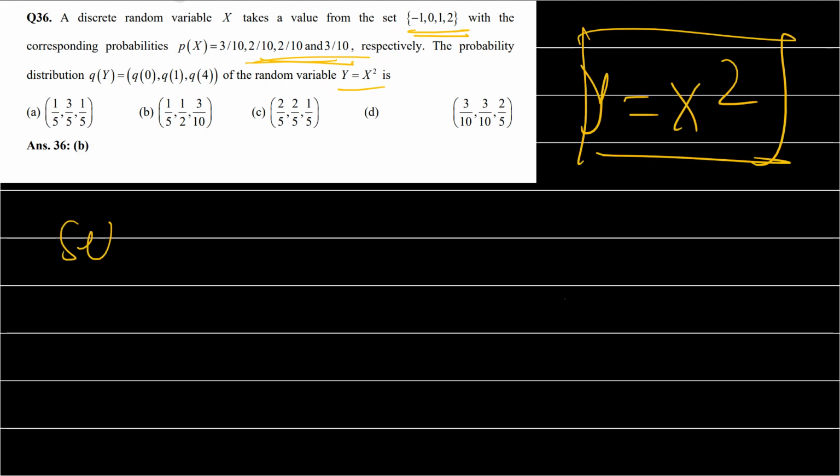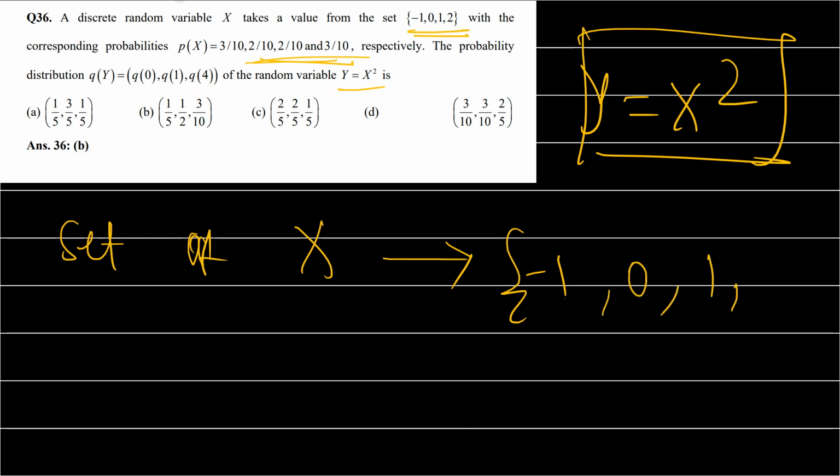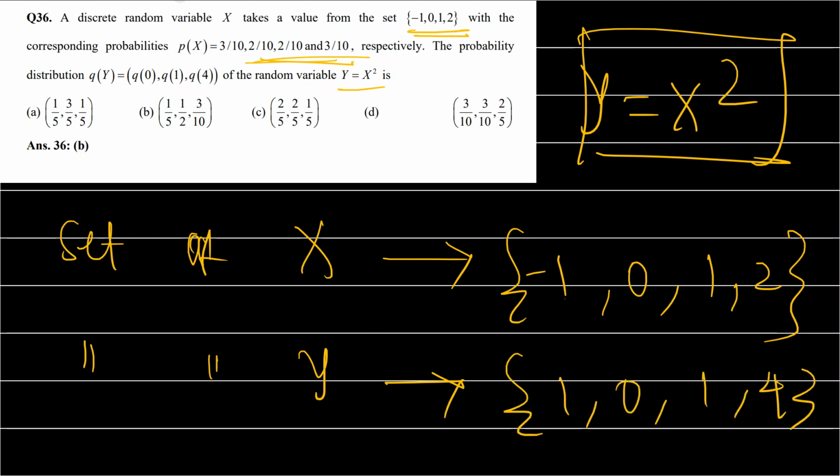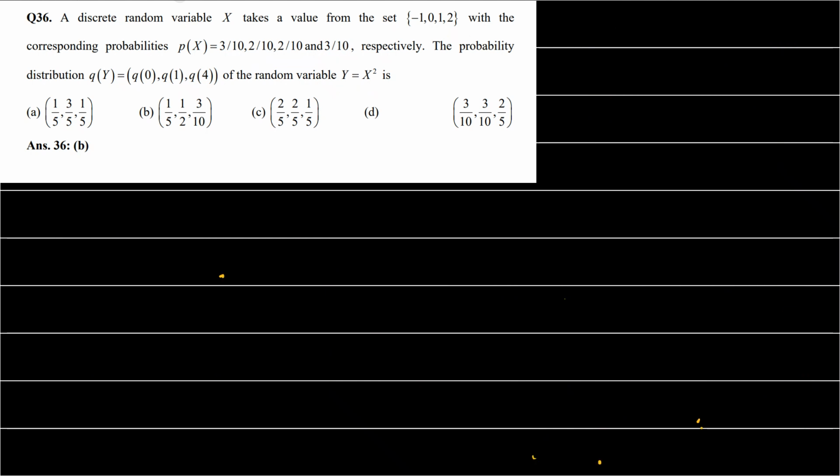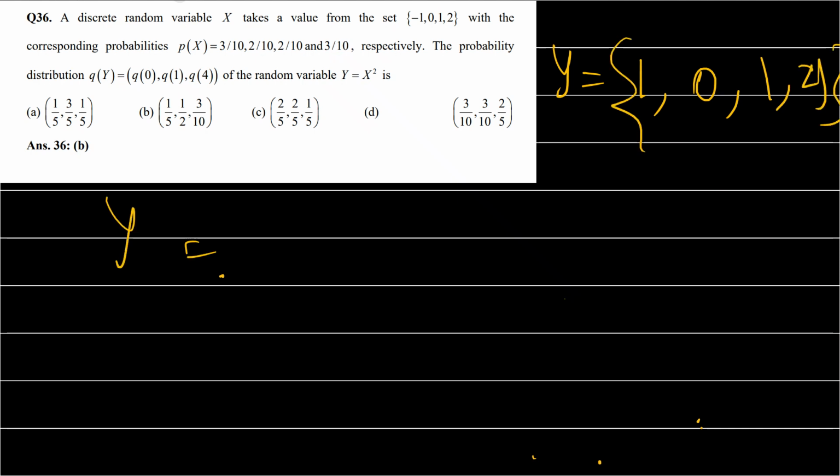Next, the given set of x is equal to what? -1, 0, 1, 2. Then the set of y will be equal to 1, 0, 1, 4, which is x square: 1 square is 1, again 0, again 1, again 4. So the set of y, we can write this way, is 0, 1, 4.